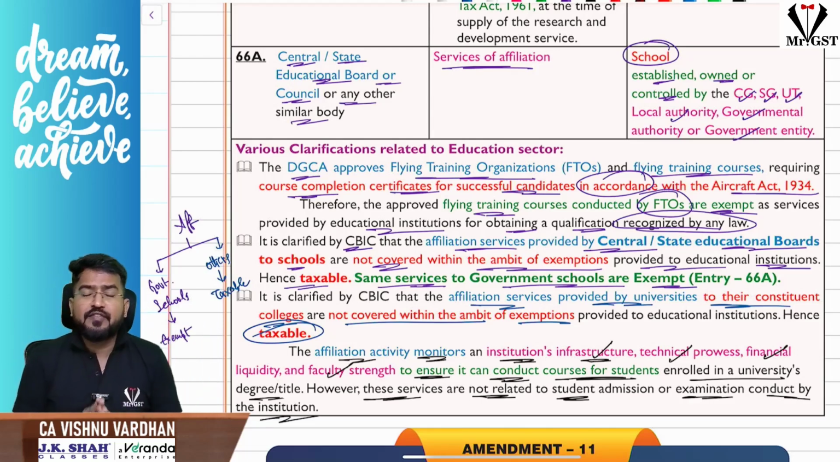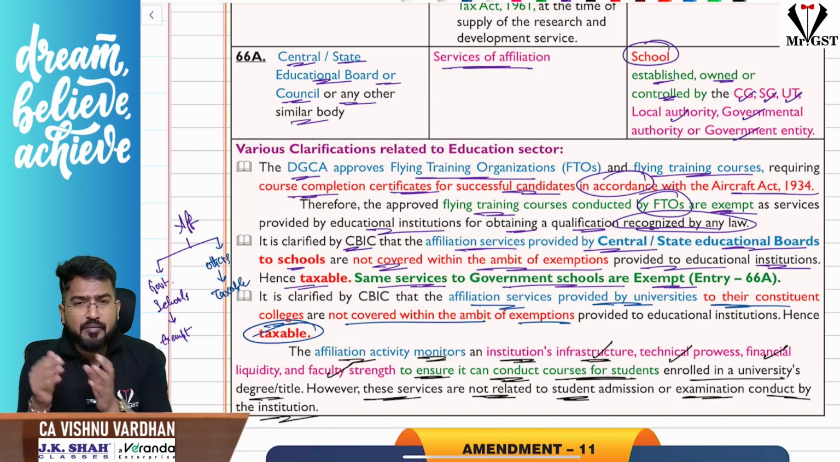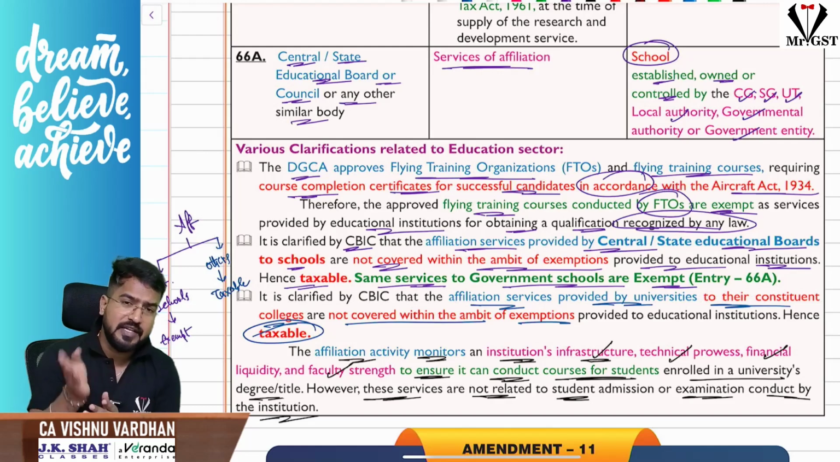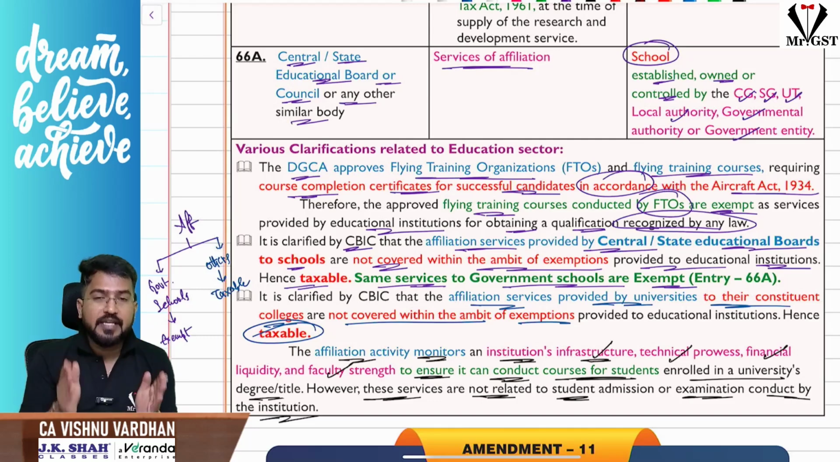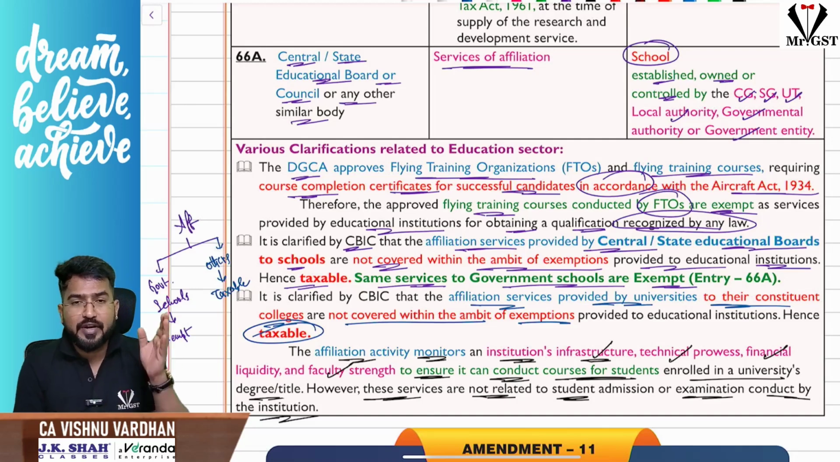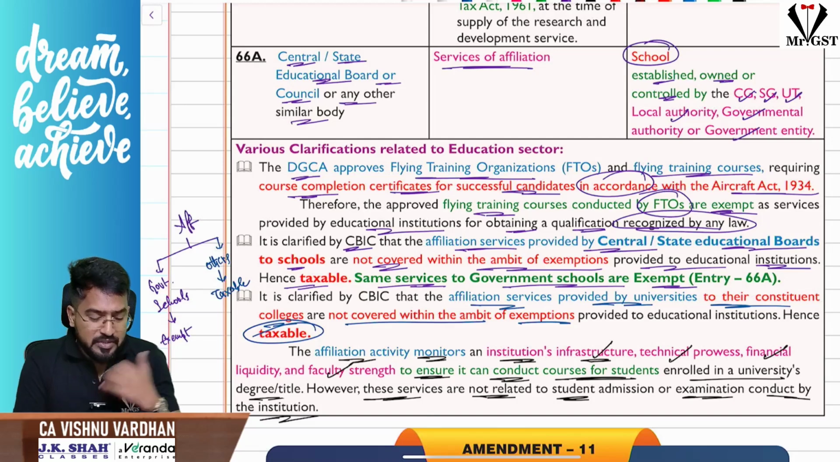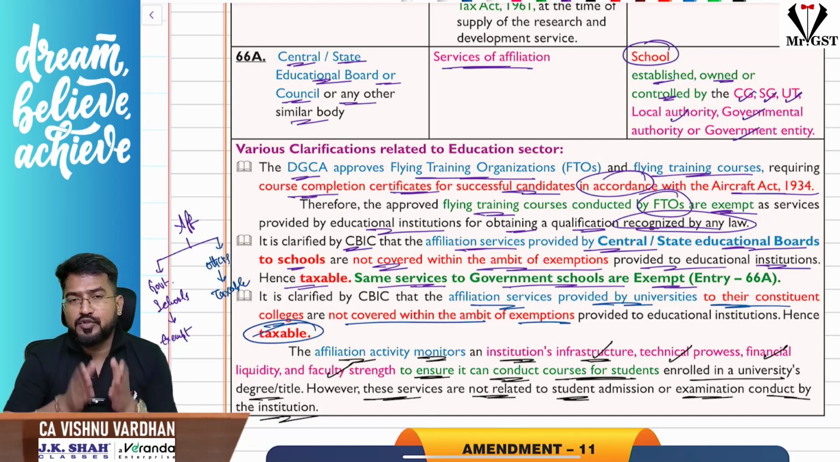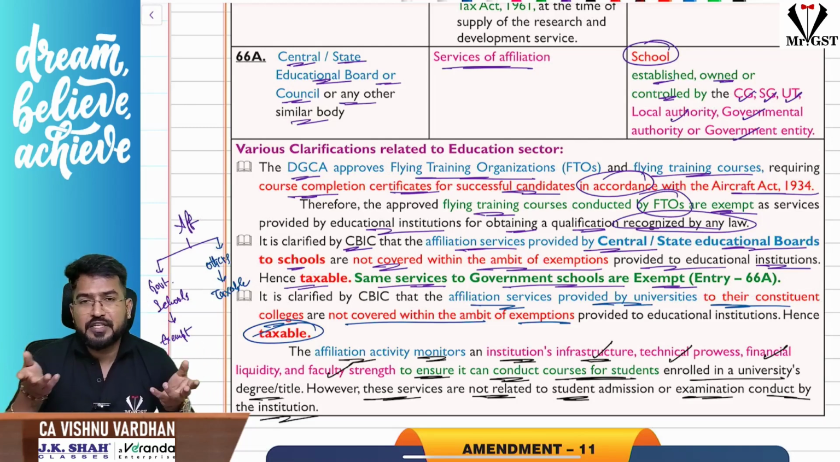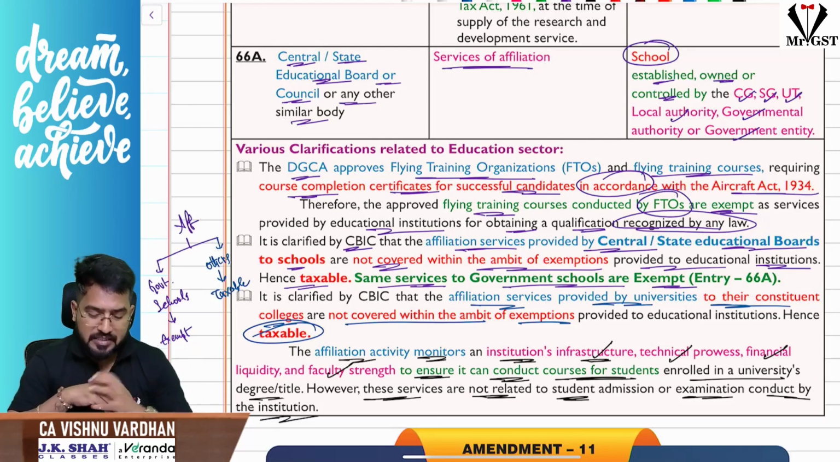And there is one more clarification regarding the services provided by flying training organizations. They are providing various flying training courses where the certificate is recognized as per DGCA norms. So whether this is treated as educational services and whether it is exempt under GST, yes, of course it is exempt under GST. Services provided by flying training organizations in way of providing various flying training courses which are recognized as per the Aircraft Act 1934. So it is a recognized qualification under law. So obviously education services are exempt under GST. That is with respect to this particular segment.